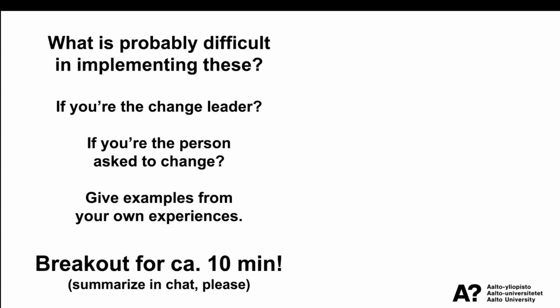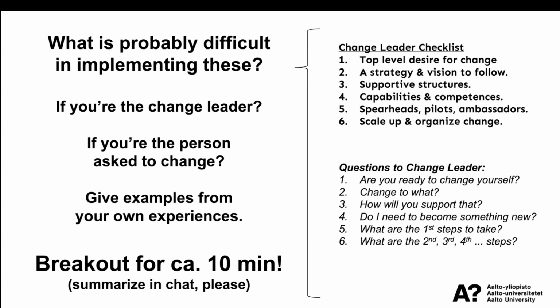So the question is to you, actually, and Annika, if you're ready soon, what is probably difficult in implementing these? So here on the right-hand side, we have the change leaders checklist. Let's think that you are in a leadership position, and I just gave you a checklist of 6 items. Do you have the top level desire? Do you have a strategy? Do you have the supportive structures, capabilities and competencies, spearheads, and plan to scale up? So what's probably difficult in actually implementing these?